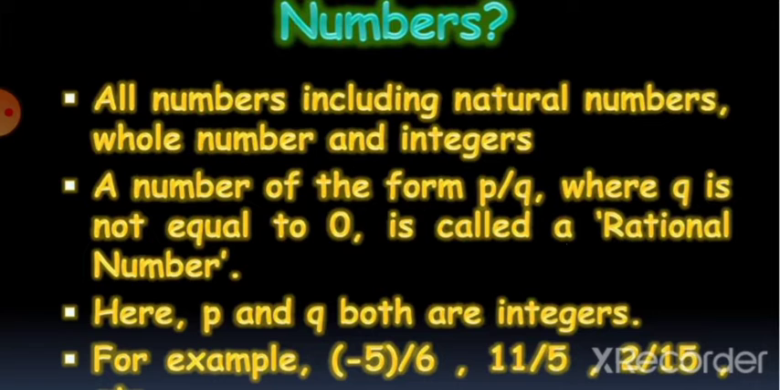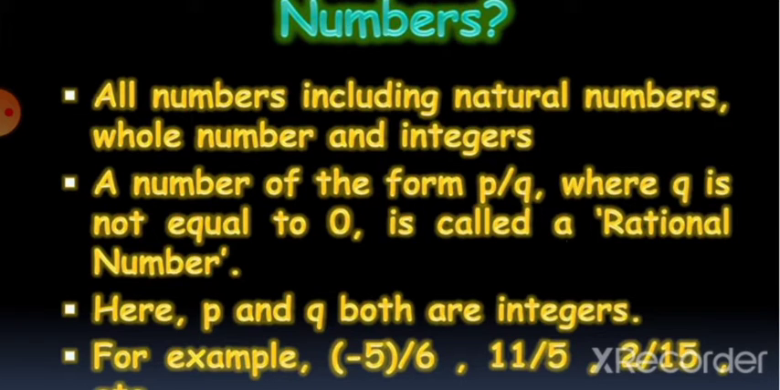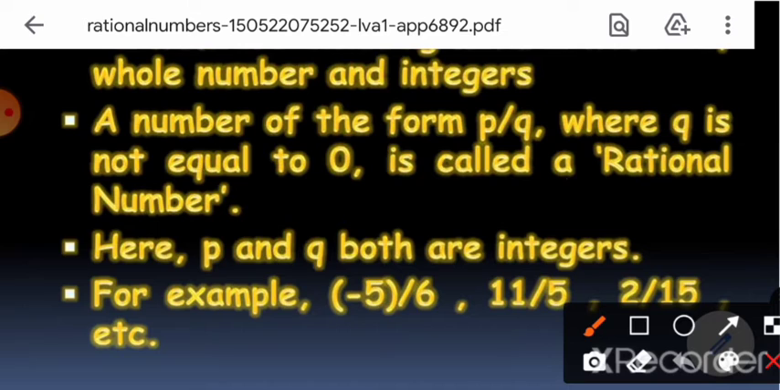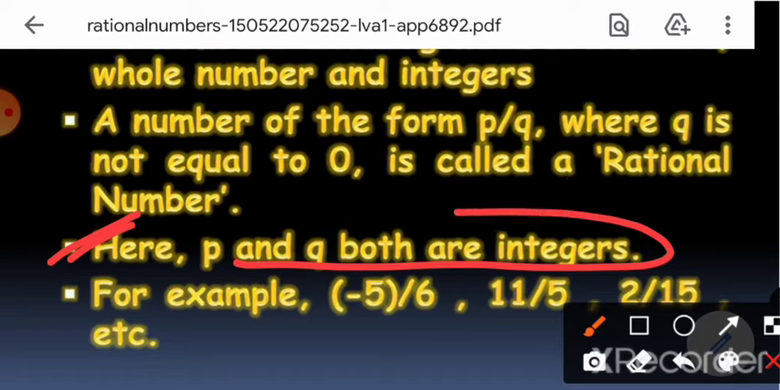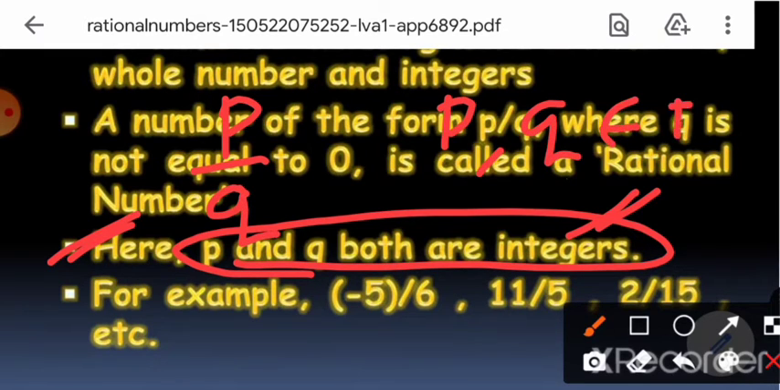Every integer is a rational number. Integers are also rational numbers, whole numbers are also rational numbers, and natural numbers are also rational numbers. It means all numbers which can be written in the form of p by q, where p and q are integers and q does not equal 0, are rational numbers. Here p and q both being integers is compulsory. This is the important point: a number which can be written in the form of p by q, where p and q both belong to integers and q does not equal 0, is a rational number.